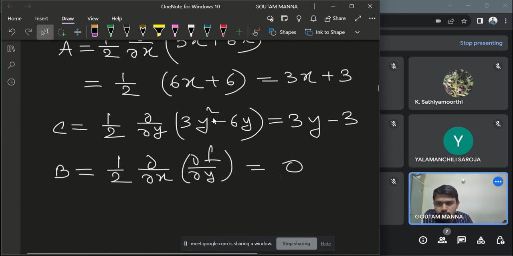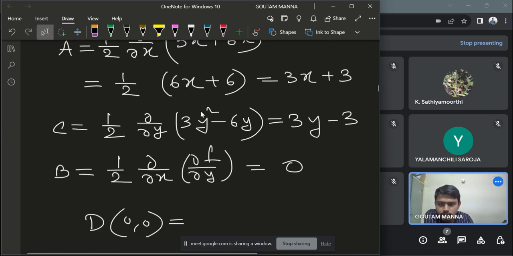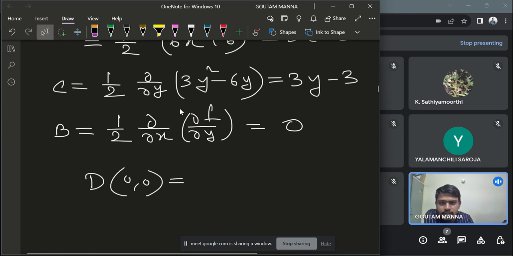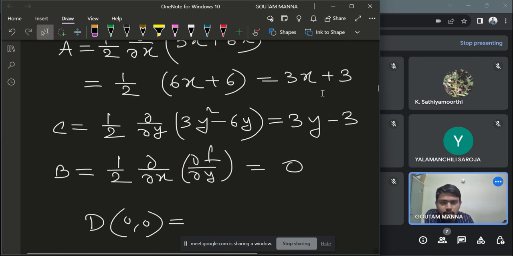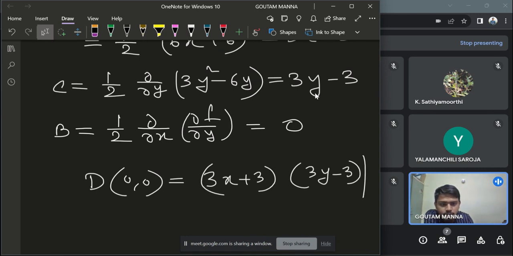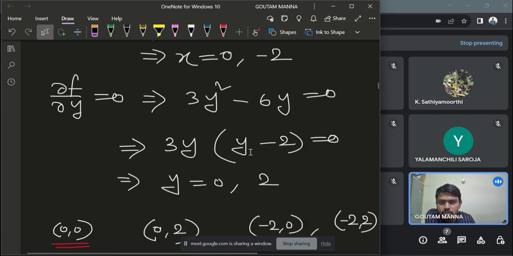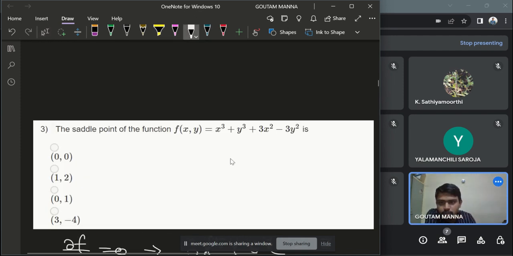So in that case, the discriminant at this point 0 0 will be AC minus B squared, and B is 0, so it is 3x plus 3 times 3y minus 3 at point 0 0. And if I put the value at point 0 0, then it will be minus 9, which is less than 0. So the discriminant less than 0 means we have a saddle point. So 0 0 is the saddle point.